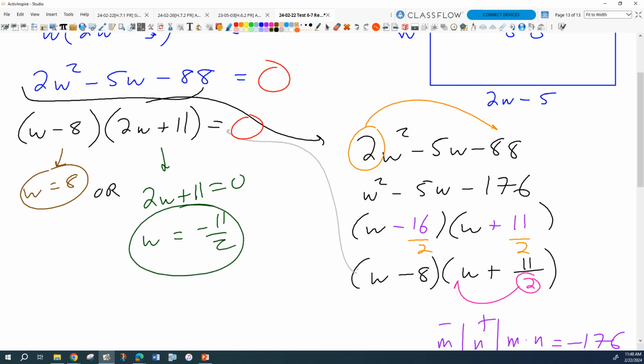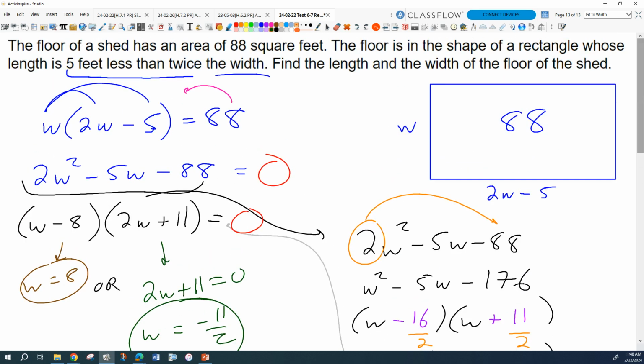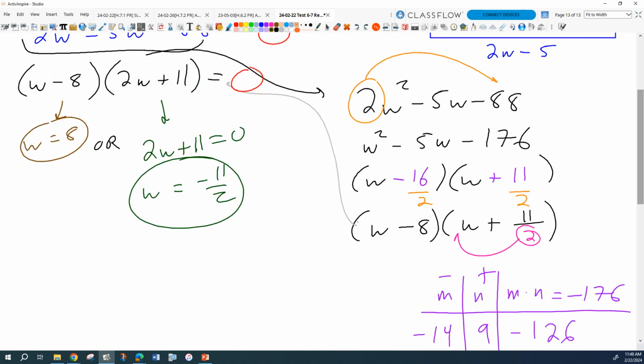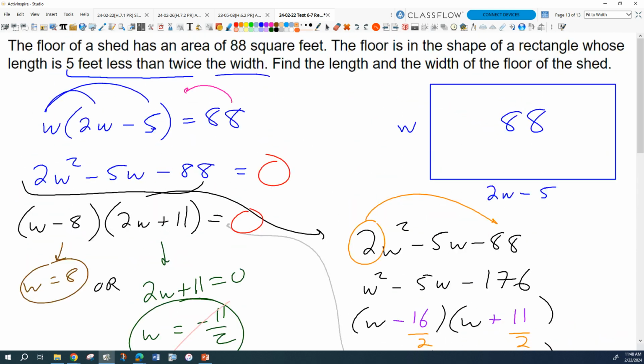Okay, keep in mind, where did I see those numbers? I saw them right there, didn't I? Okay, so then those are my solutions. Now we've got to translate back to the problem. So which one of those could be the width? Positive 8 or negative 11 halves? Yeah, I can't have a negative width, can I? So this one we can cancel. And we know that the width is 8.